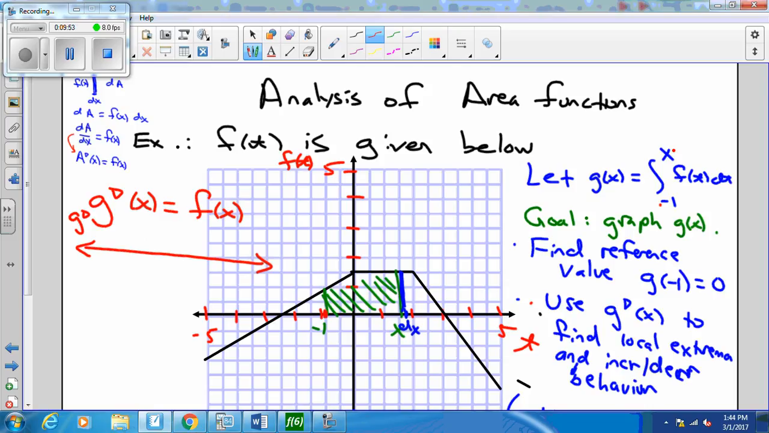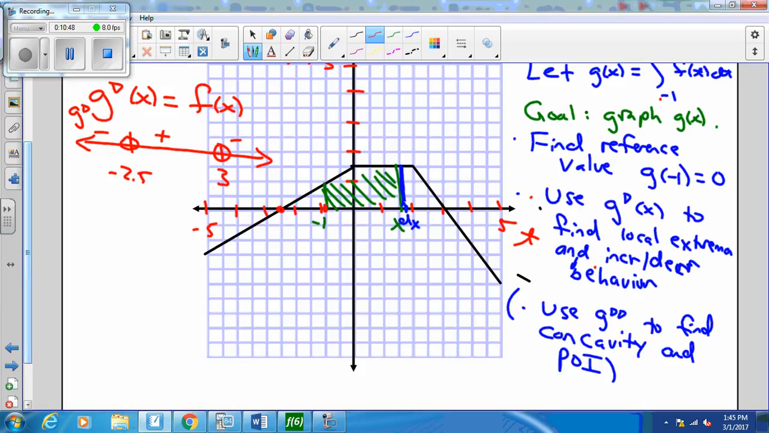Now here's where students will get confused. When I find the number line for G prime, which is f, I'm not going to look at the slope of f. I'm going to look at the actual values of f. F is 0 right here at x equals negative 2.5. And for x less than that, f is negative. And for x greater than that, f is positive, all the way out until x equals 3, at which point f goes below the axis again. So that I now have a sufficient amount of information to find local extrema and also to find increasing and decreasing behavior.